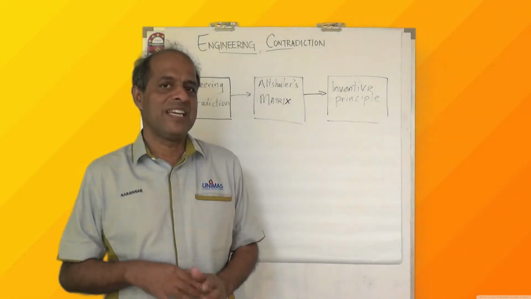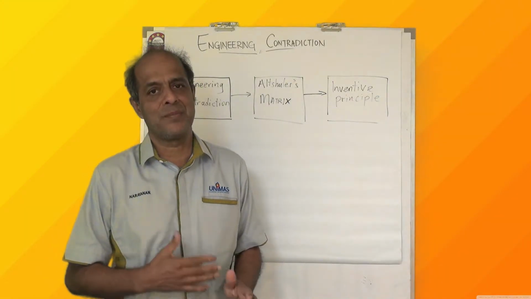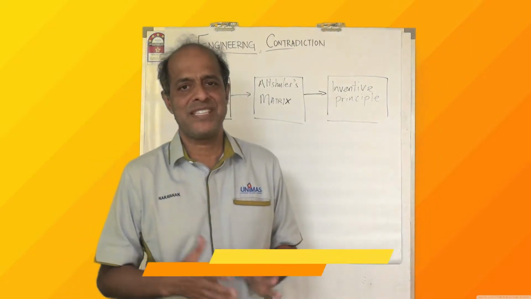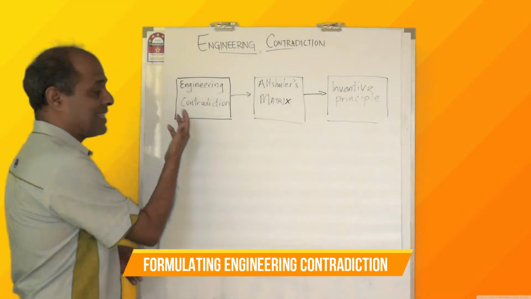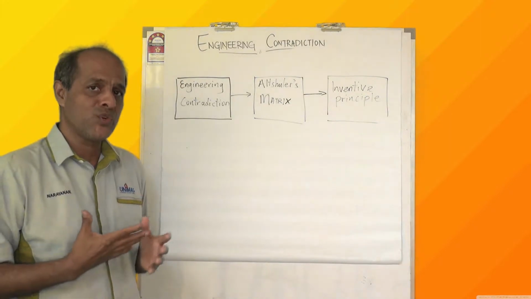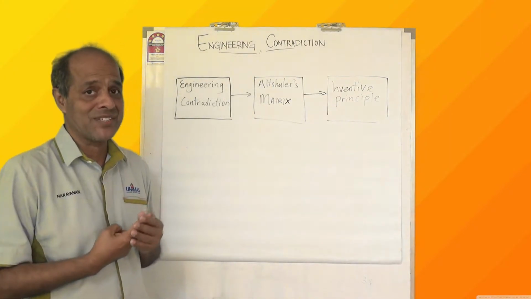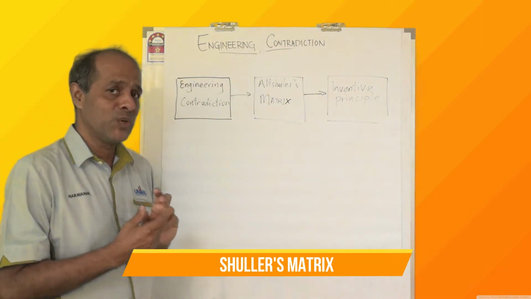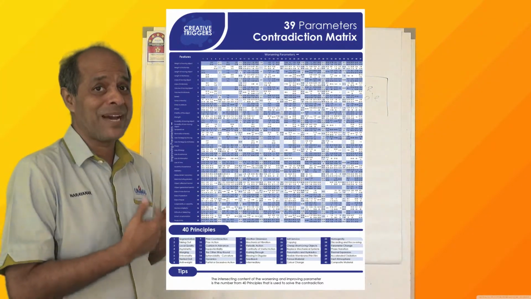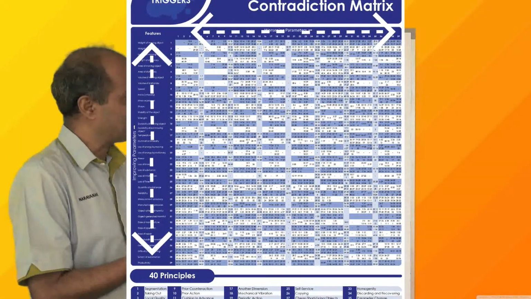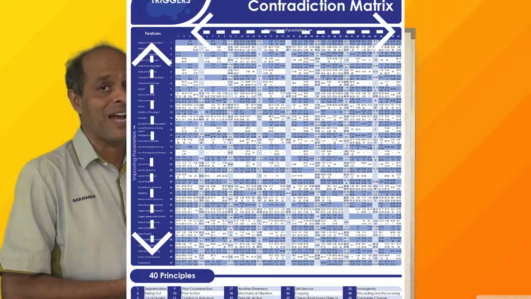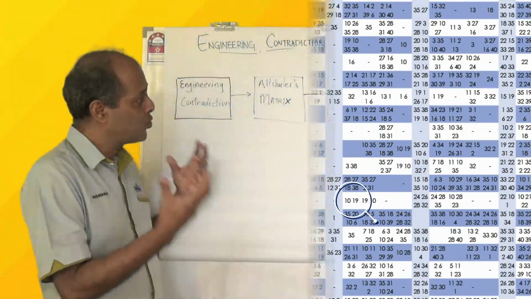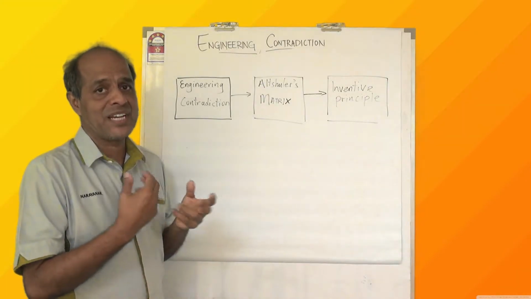There are 3 steps involved in solving problems which are modeled as engineering contradictions. The first step is to formulate the engineering contradictions, and while doing so we will identify 2 parameters, and these 2 parameters will be input to the Altshuller matrix. We'll take a look at this 39 by 39 matrix which Altshuller came up with, and it will help us to identify the inventive principles which are recommended or suggested to solve this specific contradiction.